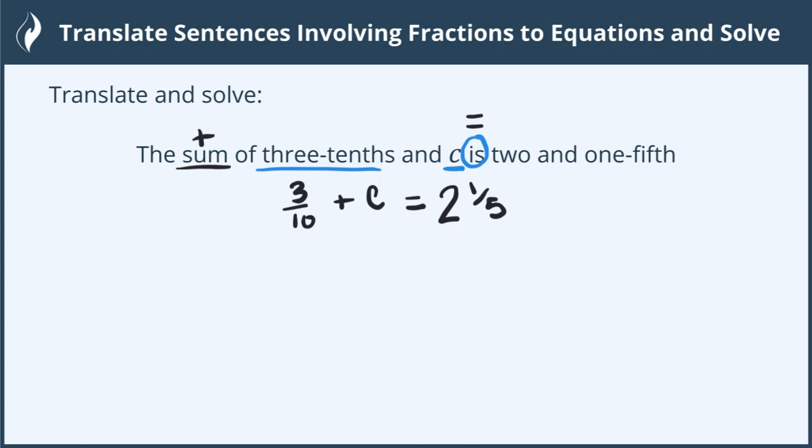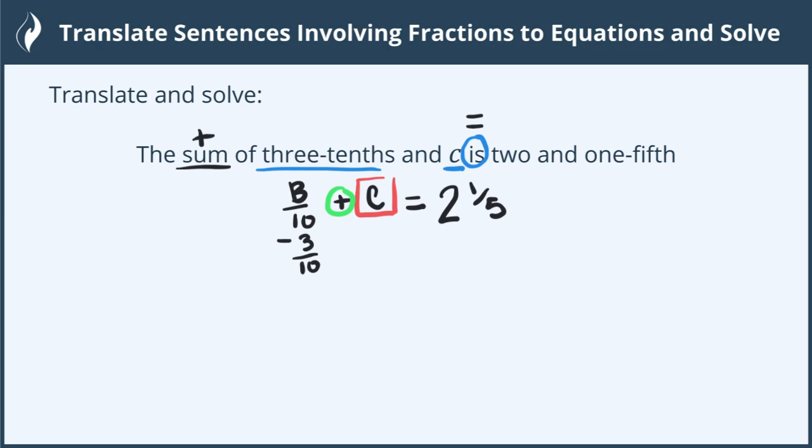Now the second part, we need to solve the equation. To solve it, I need to isolate the variable. That means get the variable all by itself on one side of the equation. Here it's on the left side, so I'm going to look at how I can get rid of everything else. So the operation here is addition. To get rid of whatever's over there, I need to do the opposite. Since I'm adding 3/10, the opposite is subtract 3/10.